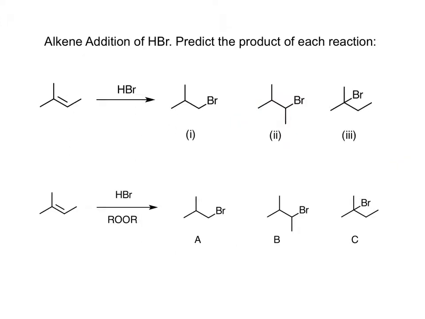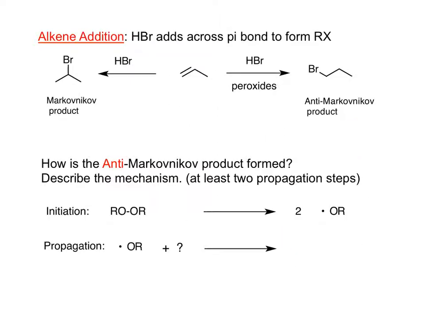We looked at alkene addition reactions earlier in this course, so just to review, stop the video and predict the product of each reaction. And the answers are: the top reaction occurs via a carbocation intermediate and is called a Markovnikov addition. The bottom reaction occurs via a radical reaction, that's the non-Markovnikov addition, or anti-Markovnikov addition. So let's take a look at how the anti-Markovnikov product is formed.